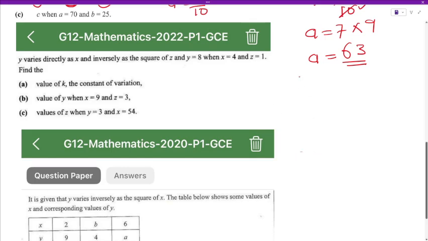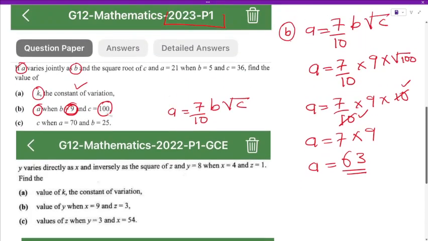And we are done. So our value of A for that question is 63. We now come to the next one. Find the value of C when A is equal to 70 and B is equal to 25. So first things first, write down the original formula, which is A is equal to 7 over 10 times B times the square root of C. They're asking us to find the value of C, when A is 70.